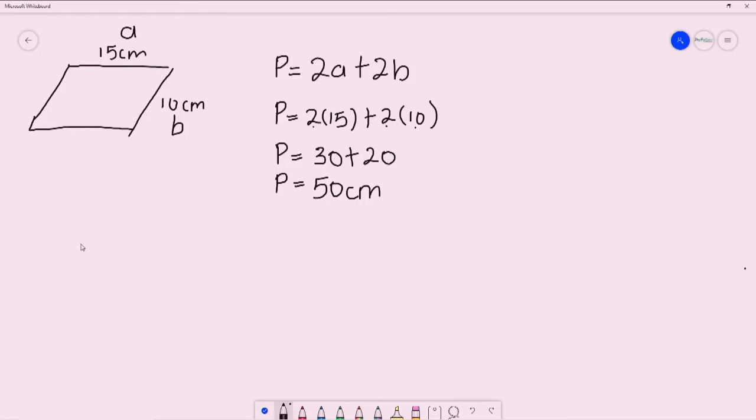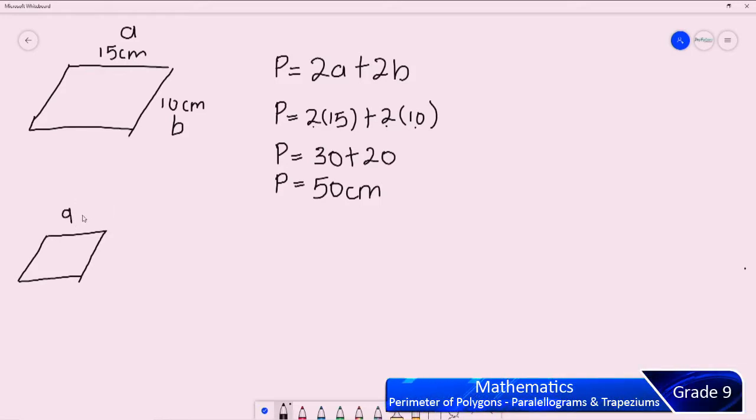The second example, we have a parallelogram, and for this parallelogram, all the sides are equal. So this one pretty much just looks like a square that has been slanted a little, and the side is 9 meters. Because all of the sides are equal, this is also 9 meters, and this would be 9 meters also, and we would have 9 meters over here too. So instead of using 2a plus 2b, all we have to do is use perimeter is equal to 4 times a, because all of them are equal.